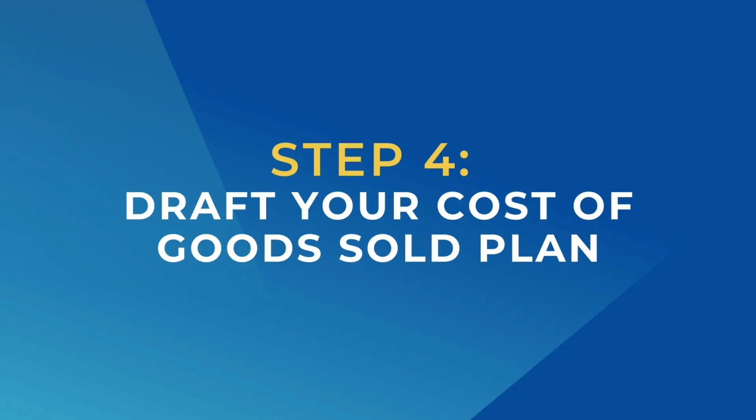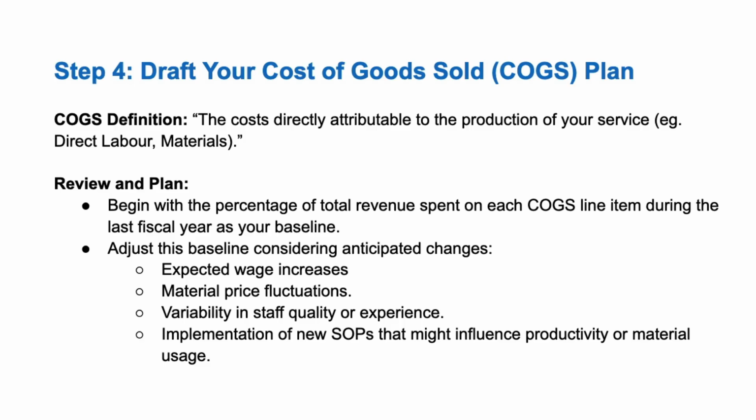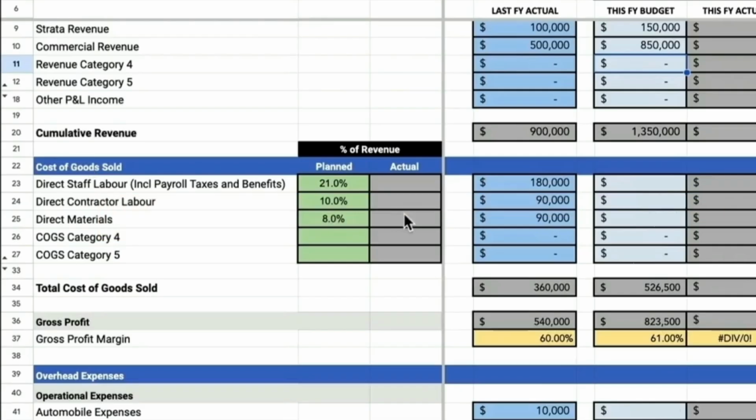Now we're going to draft our first cut cost of goods sold plan. And when it comes to planning your cost of goods sold, since cost of goods sold is typically made up of variable expenses that go up and down in correlation with your revenue, I would suggest looking at the actual total percentages of total revenue for each of your cost of goods sold line items for your last fiscal year. If we start with the percentages from last year, let's just do a quick calculation.